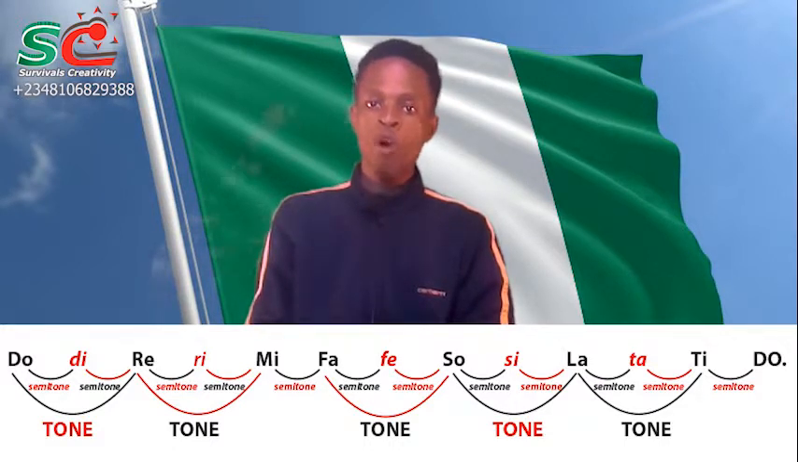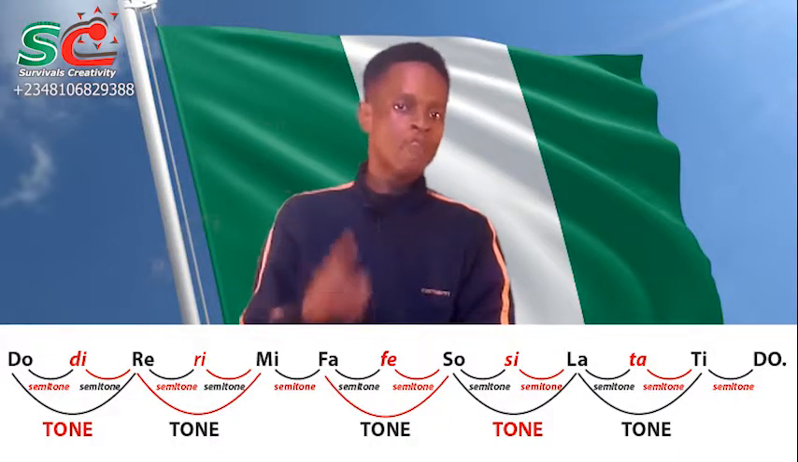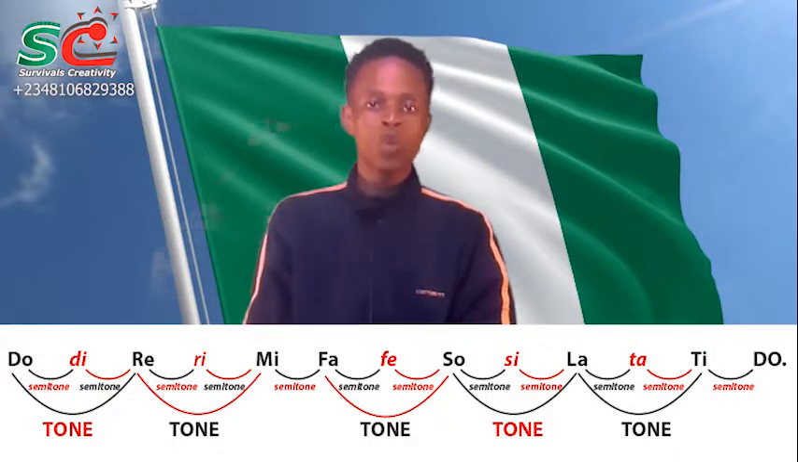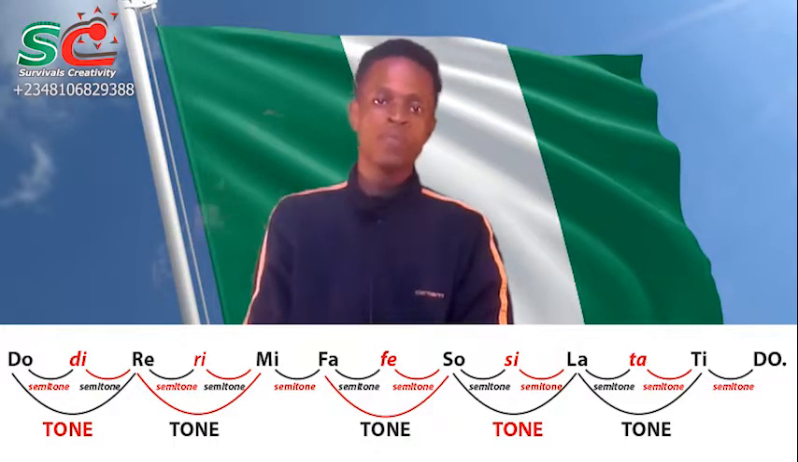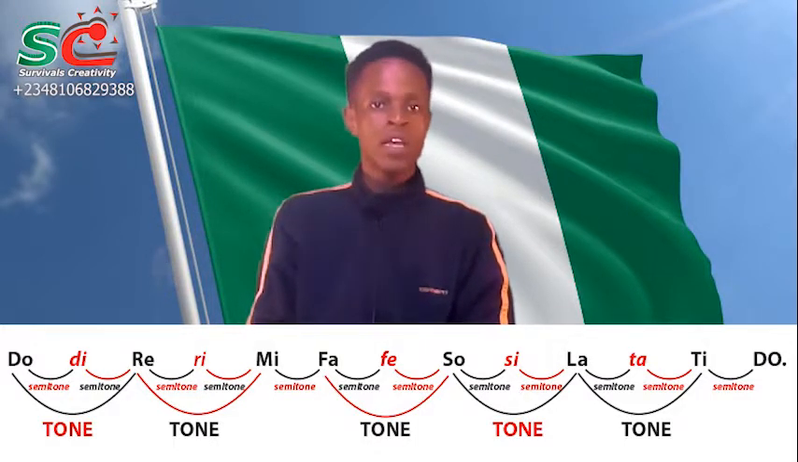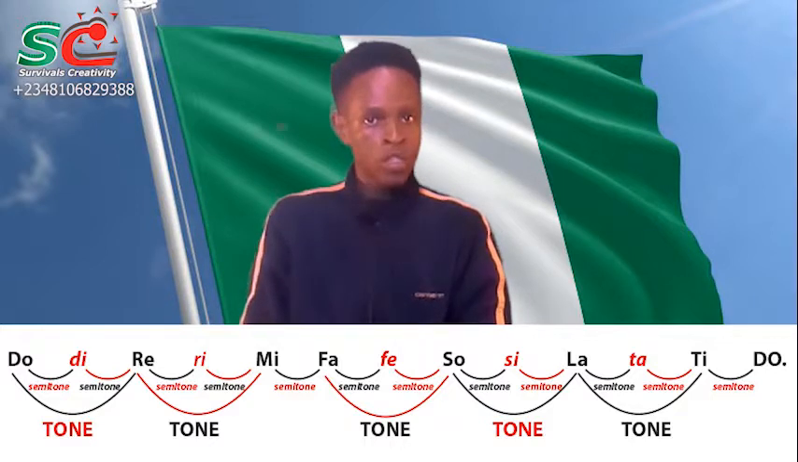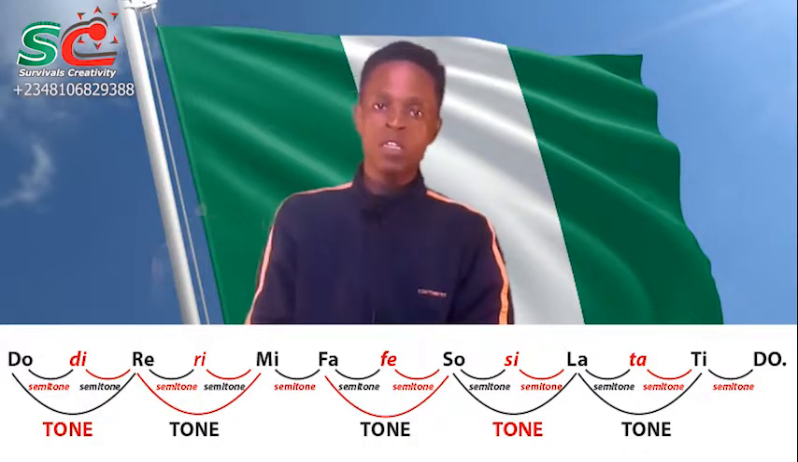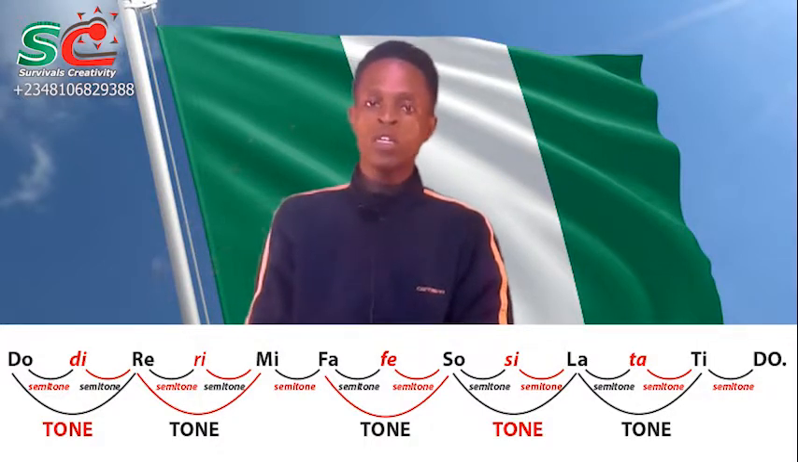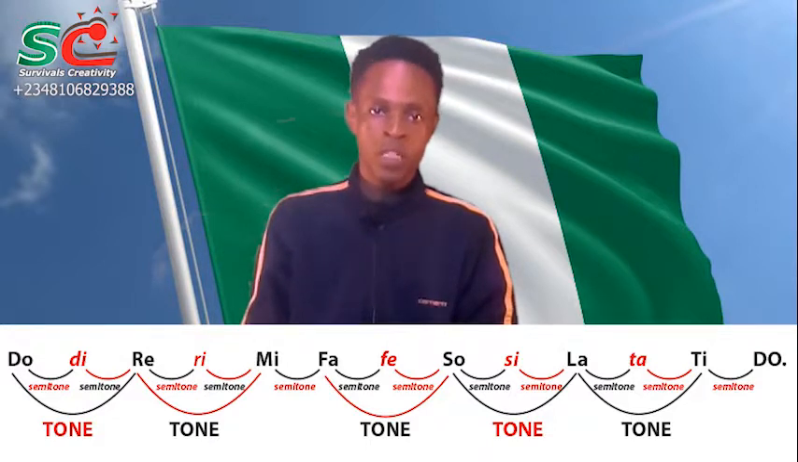A step forward is a semitone distance, and then a step backward is also a semitone distance. Now, 2 steps forward make a tone distance, and 2 steps backward make a tone distance. I'll take it again. A step forward is a semitone distance, 2 steps forward is a tone distance. A step backward is a semitone distance, 2 steps backward is a tone distance.